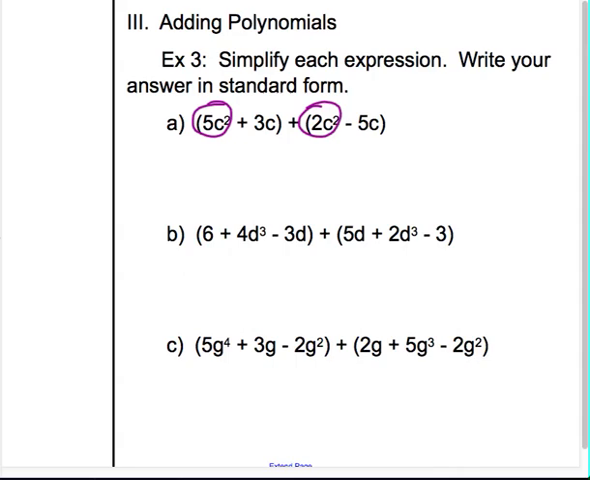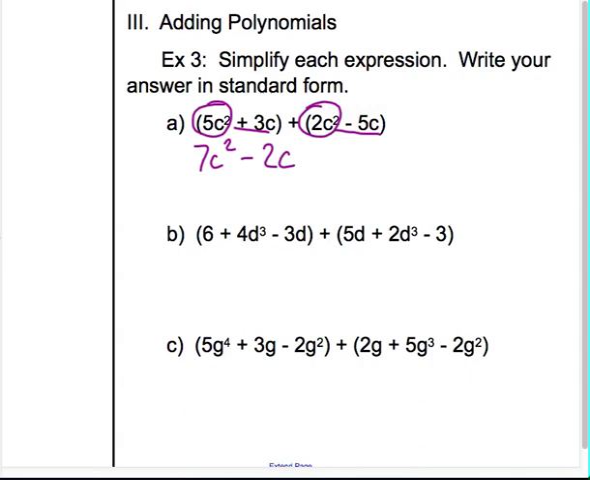Remember, when we multiply powers, we add the exponents. That's what we learned in our last unit. When we add like terms, we do not change the power. We just add the coefficients. So 5 plus 2 is 7. So I have 7c squared, and then I have 3c minus 5c. 3 minus 5 is negative 2, so minus 2c.